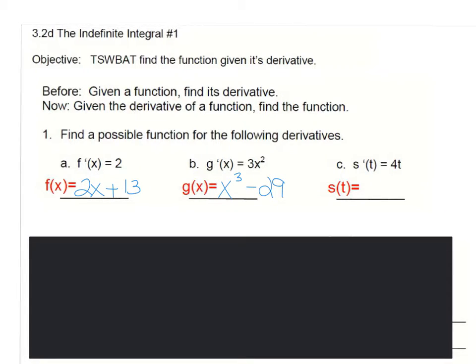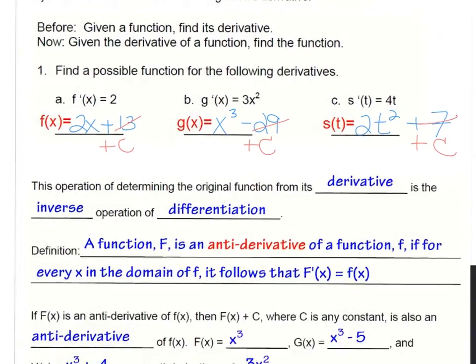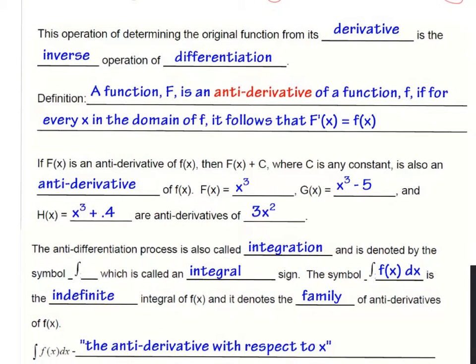And then C, to get 4t as a derivative, maybe we started as 2t squared plus, and I'll pick another nice number like 7. So what's happening here is all of these constants at the end could have been anything, so we can just call them all plus C, because regardless of whatever that constant is, it's not going to show up in the derivative. Okay, we're going to pause the video here for you to fill in the blanks, and then I will explain it all to you.